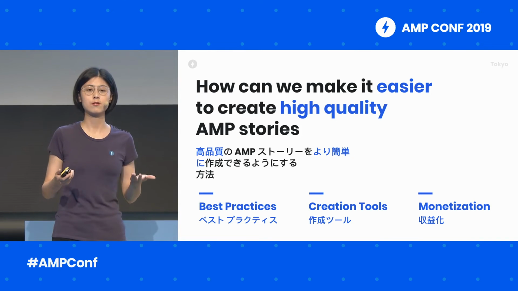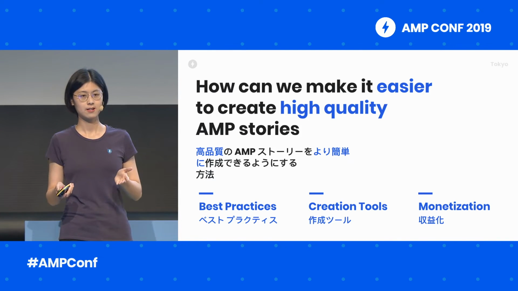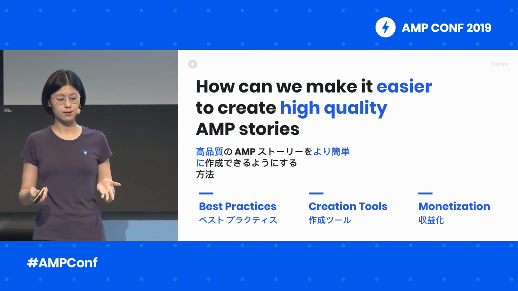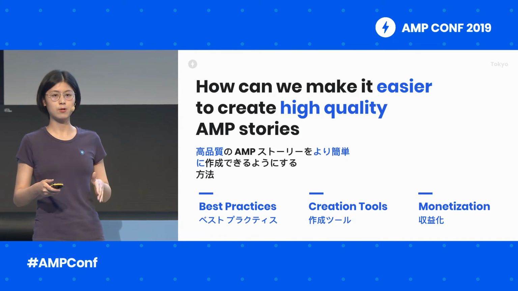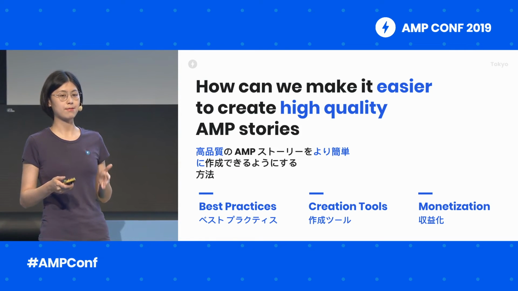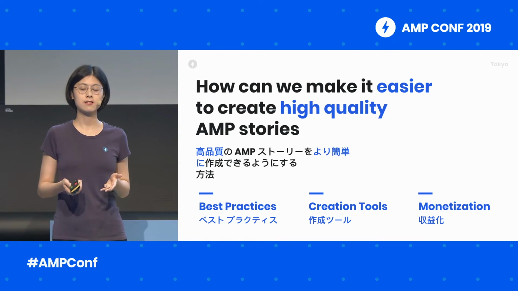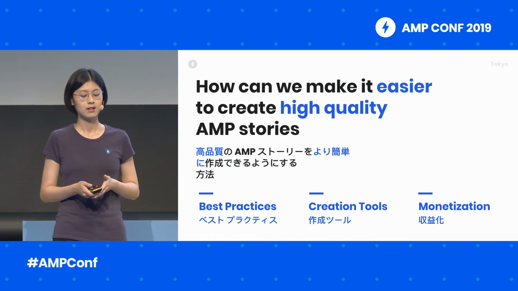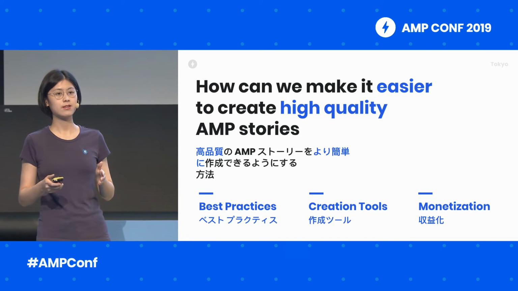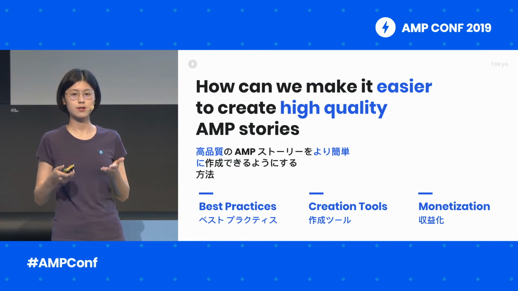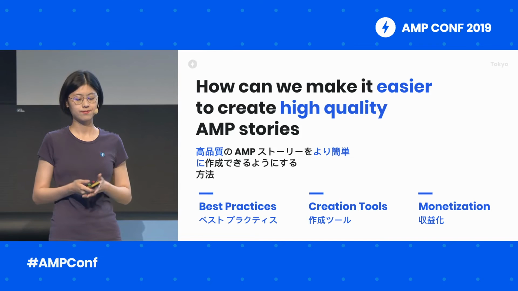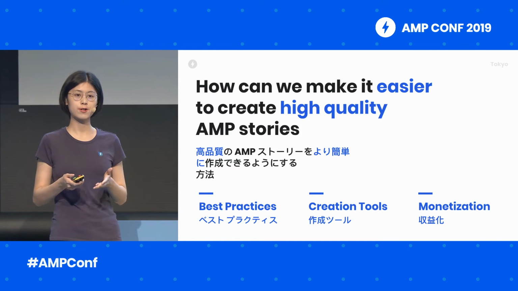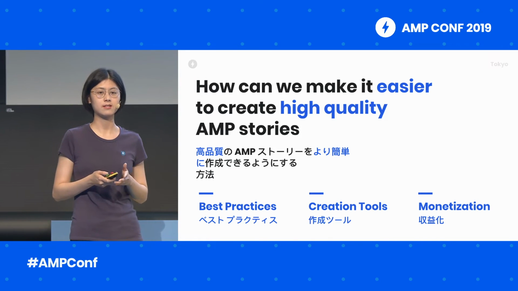So beyond bringing more stories to users through Google services, we also want to make it easier for you to produce high-quality stories. So we updated our story best practices on amp.dev to help you easily understand what makes a good story. We have talked to a number of great story creation tools that allow you to have an easier process to create stories. We now also offer good monetization options to let you more easily monetize your content.